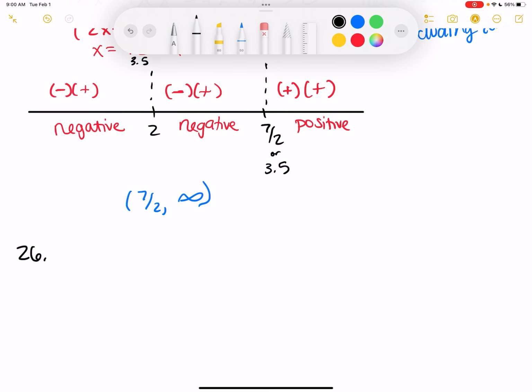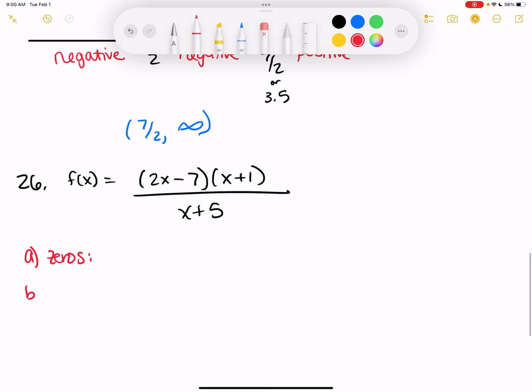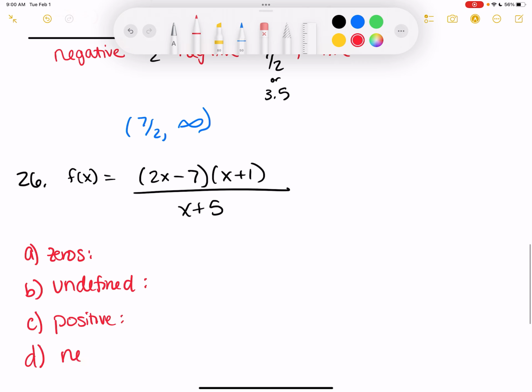So f of x is equal to 2x minus 7 times x plus 1 over x plus 5. So this asks me to find zeros. It asks me to find where it is undefined. Oh boy. It asks me for where it's positive and where it is negative.